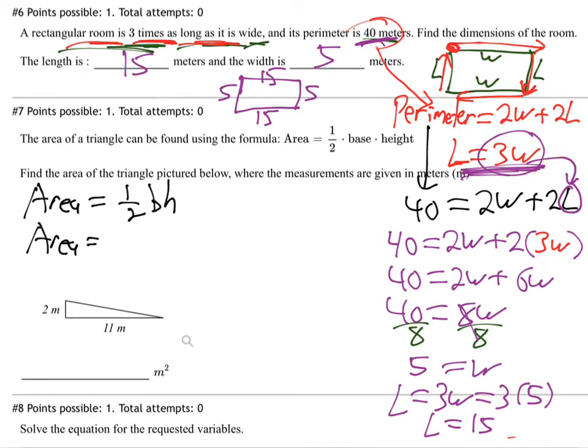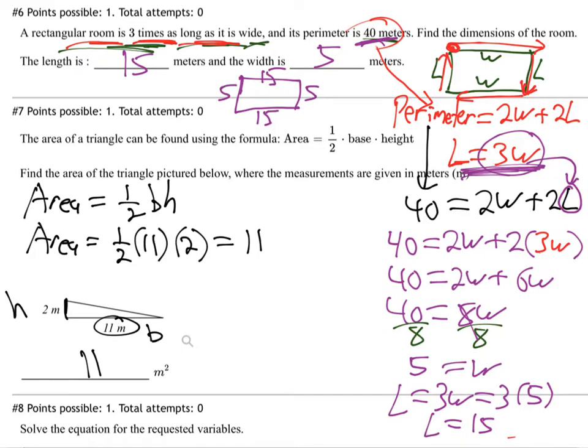Area is a half base times height. So area is a half. What's the base? Is that 11? And what's the height? Is that 2? That's the height. That's the base. So there's no X's or anything. It's just hit the buttons on your calculator. That was a nice break there. Just plug in the numbers. No X's. No fancy stuff. No W's or L's.